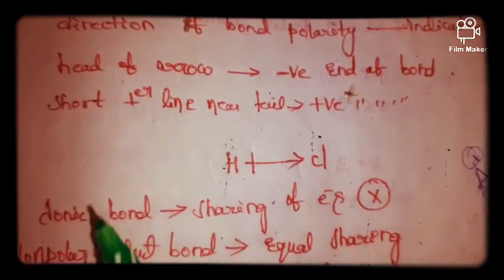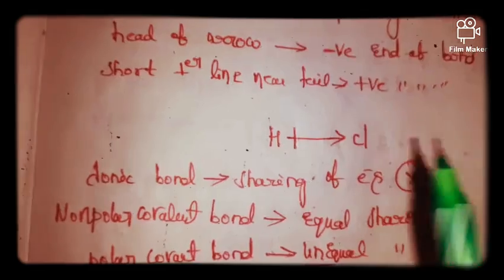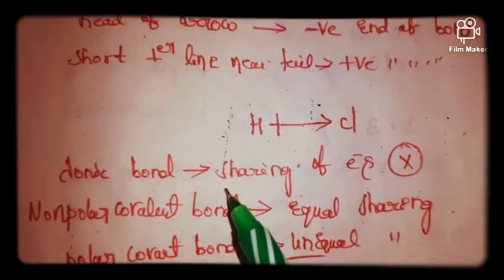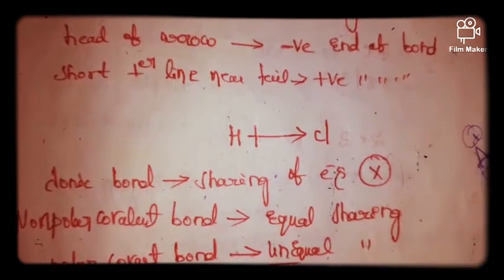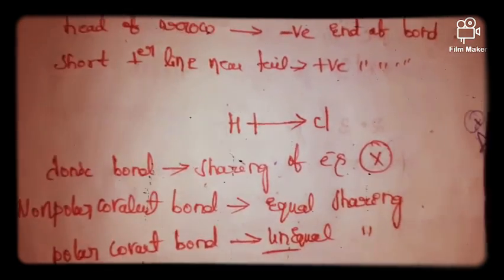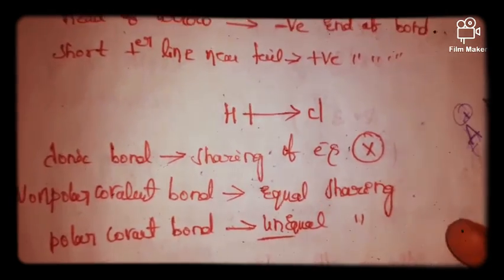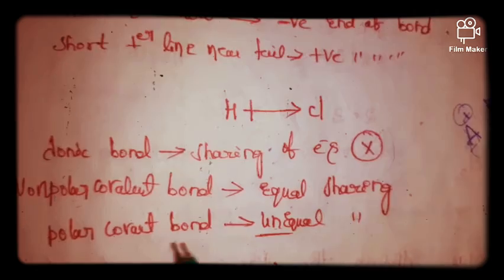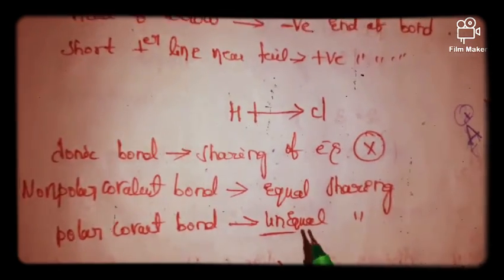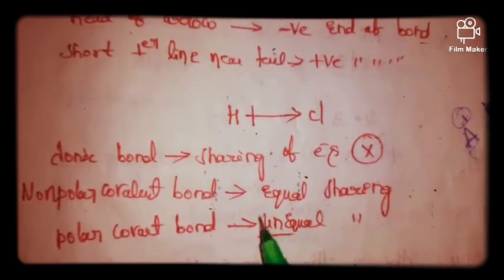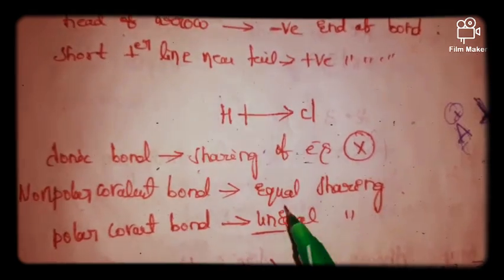Next, in the case of an ionic bond, sharing of electrons is absent. We already saw that. In the case of a covalent bond, sharing of electrons is present. Just now we saw the polar covalent bond. In a polar covalent bond, sharing is present, but it is unequal sharing. In a non-polar covalent bond, equal sharing is observed.